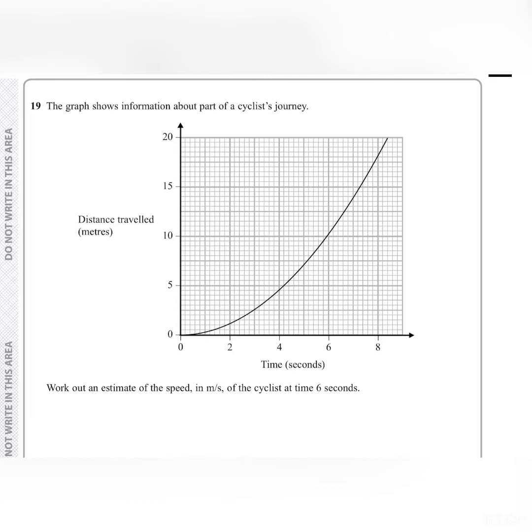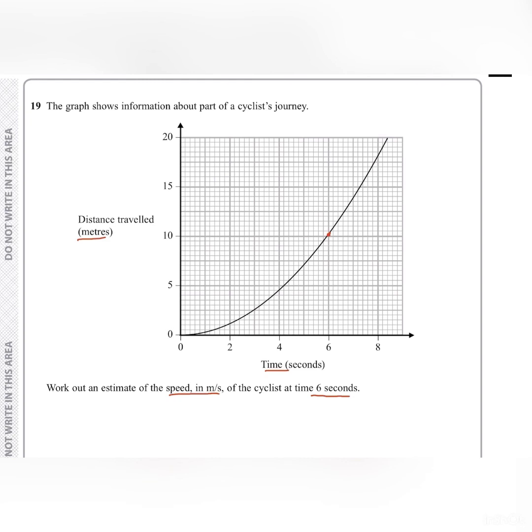Okay, question 19: a graph shows information about part of a cyclist's journey, and we're given distance in meters on the y-axis and time in seconds on the x-axis. We need to work out an estimate of the speed in meters per second of the cyclist at a time of 6 seconds. Now as you can see, this is a curve and the cyclist is accelerating. So we can't just do total distance traveled divided by the time taken. We're looking for a speed at a particular point, which is over here at 6 seconds.